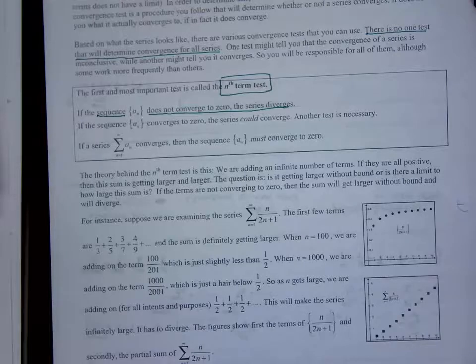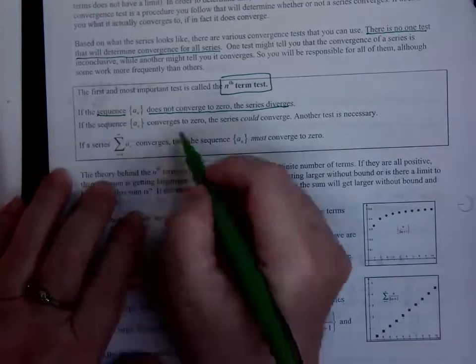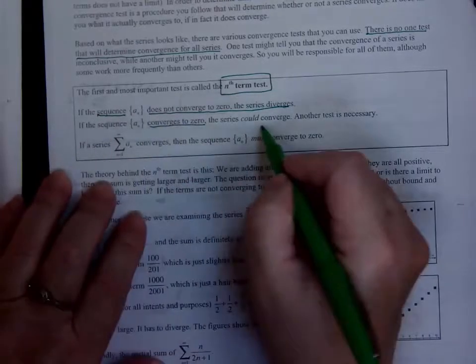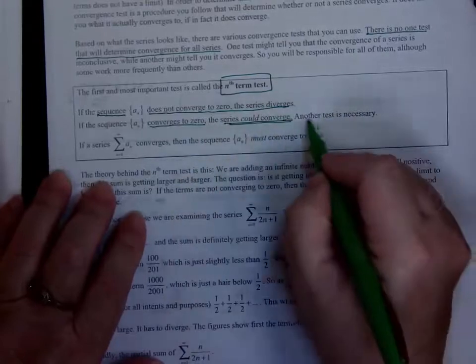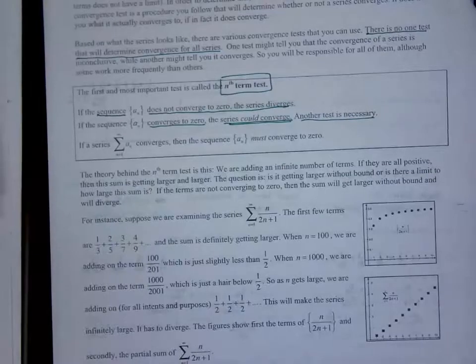So what you do is you take the limit as n approaches infinity of the sequence formula, not the series one that we built, but the one that's written inside the sigma. If it doesn't equal 0, it diverges. If it equals 0, it might converge. That's what the next thing says: if the sequence converges to 0, the series could converge and another test is necessary. So if it doesn't go to 0, definite divergence. If it does go to 0, then we're going to have to try something else.